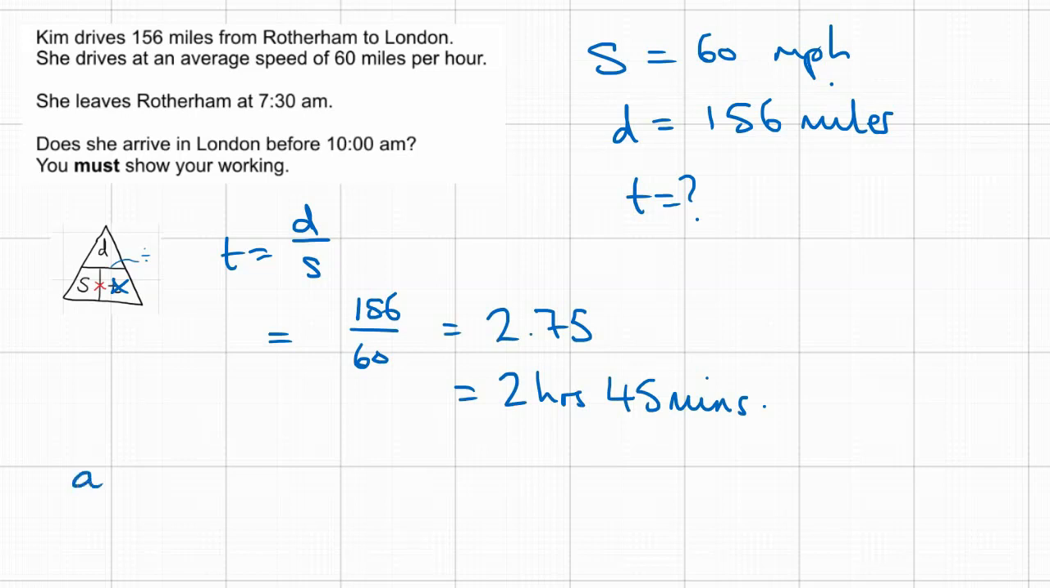So arrival time is going to be 2 hours 45 minutes after 7:30. So we're going to arrive at 2 hours later would be 9:30, 45 minutes would be 10:15. So actually, no, she does not arrive in time.